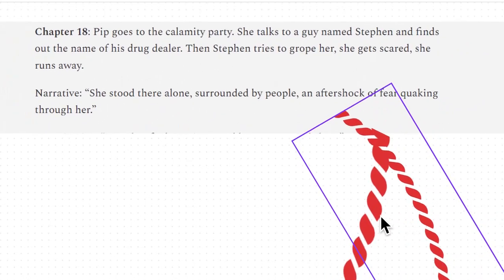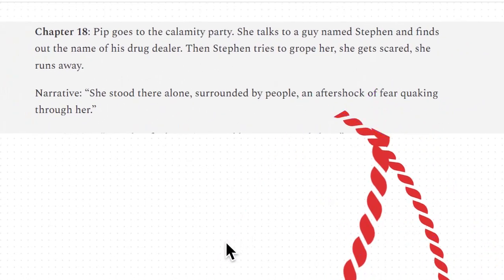Chapter 18, Pip goes to the Calamity party. She talks to a guy named Steven and finds out the name of his drug dealer. Then Steven tries to grope her. She gets scared. She runs away.